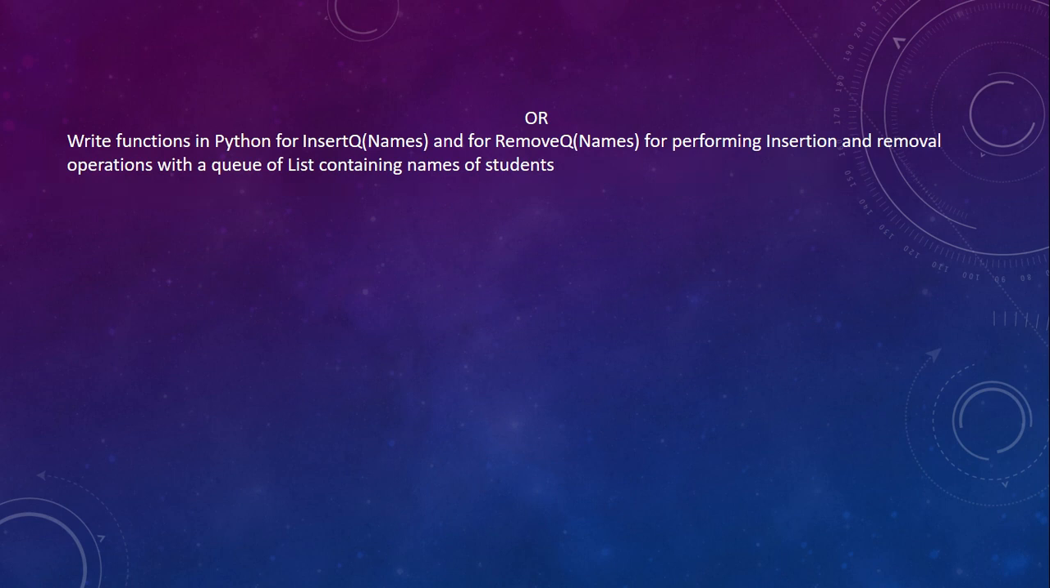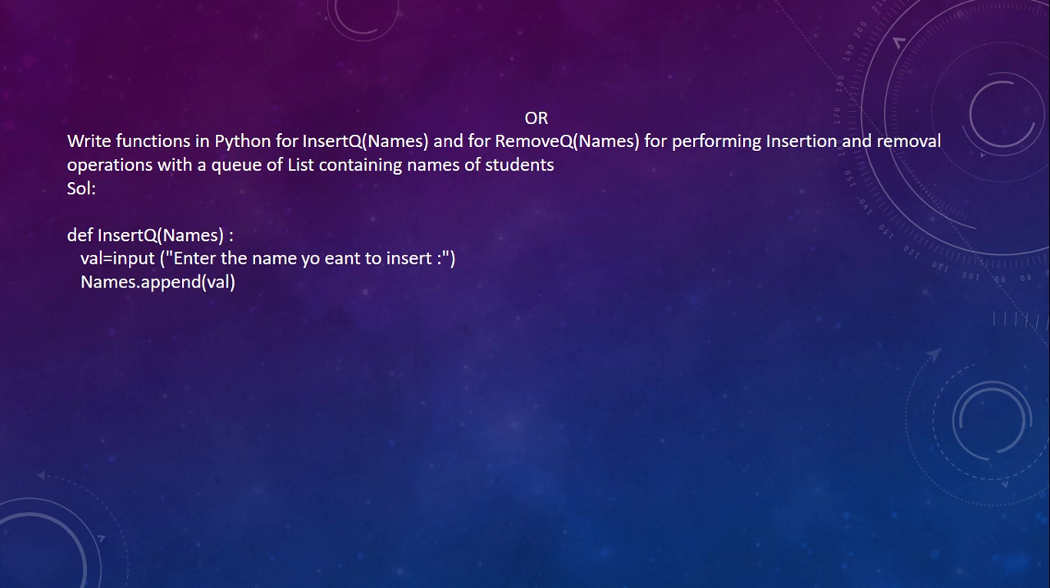Write functions in Python for insert queue and for remove queue, for performing insertion and removal operation with a queue of list containing names of the students. So here we have to use a string. In the previous case we used integer, but now we are going to use string. So again, def insert_queue(names), val equal to input("Enter the name you want to insert"), names.append(val), then return, okay.